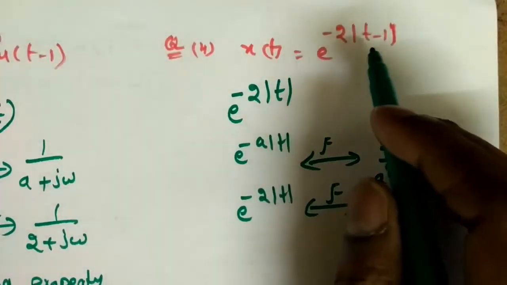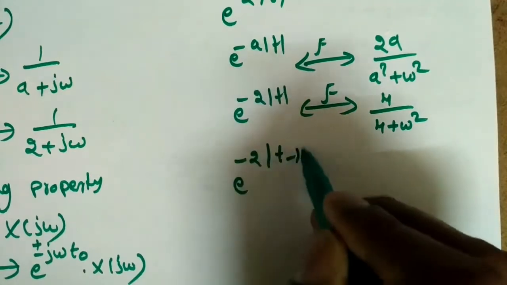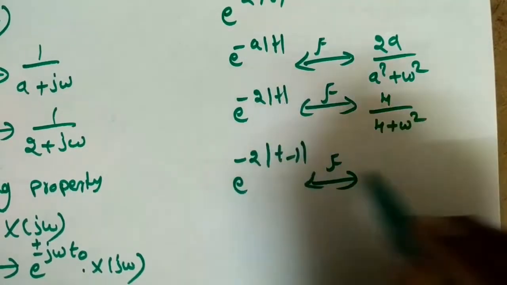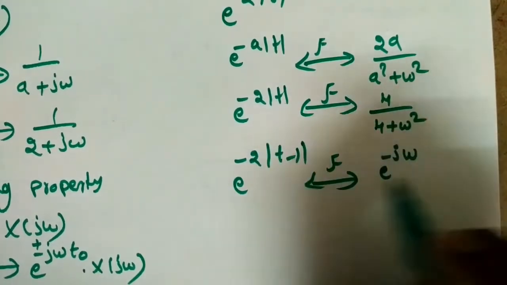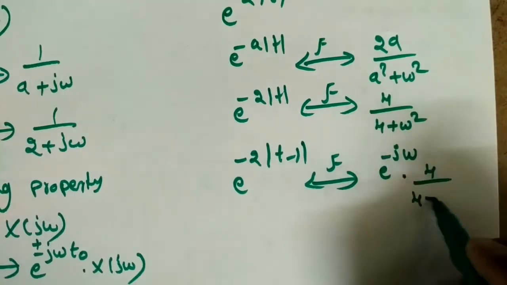Now, we need to do the shifting, that is t minus 1. So, what is the Fourier transform? e power minus 2 into mod of t minus 1. The Fourier transform is, only shifted, that is by 1. So, it will become e power minus j omega, because it is a minus here, into 4 by 4 plus omega square.